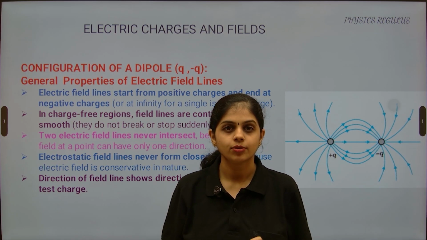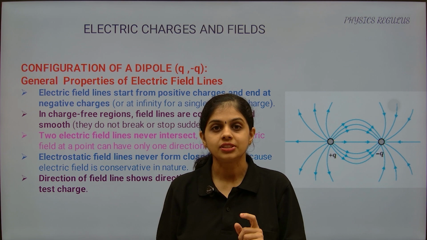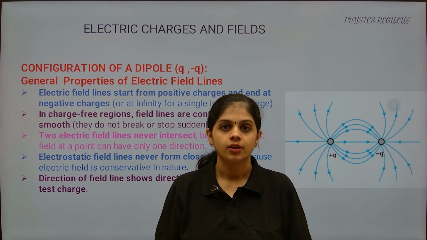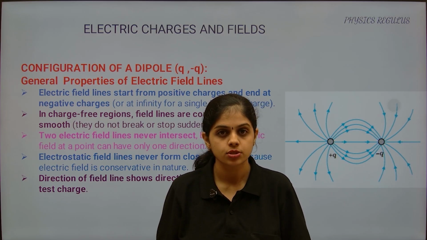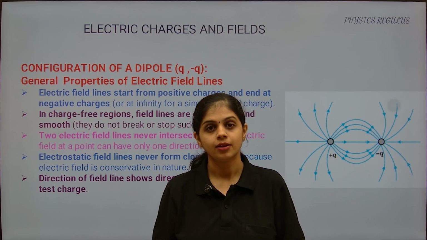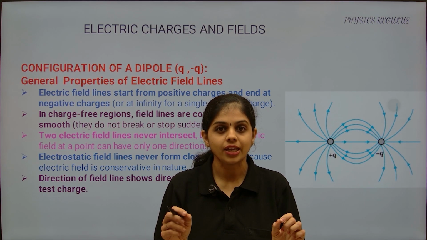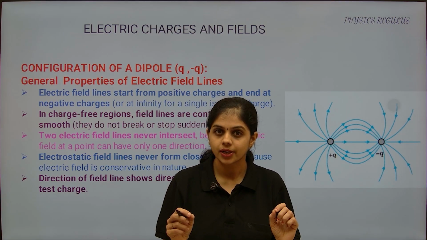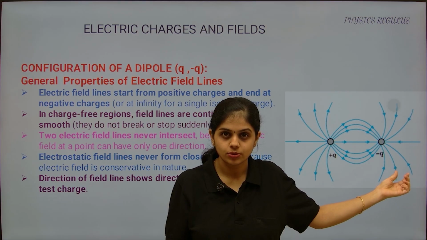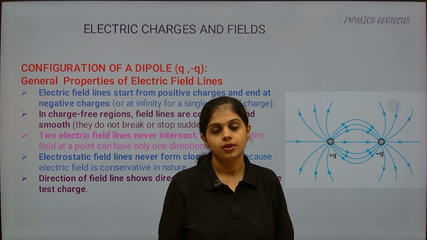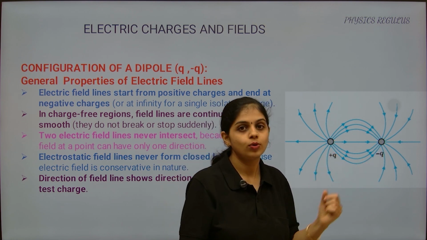Till now, we have studied properties of electric field line due to single individual point charge. Now we move on to one important configuration in electrostatics, that is dipole. Electric dipole is a configuration of two equal and opposite charges separated by a small distance, say plus Q and minus Q separated by a small distance. Then what are the properties of electric field line for a dipole?